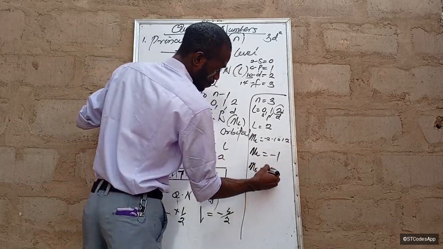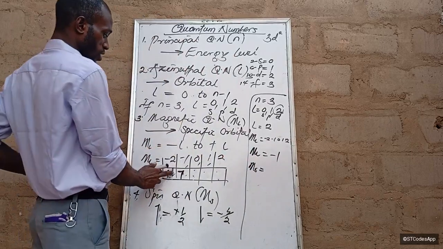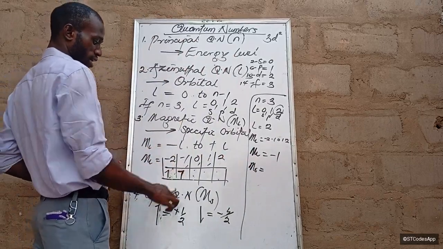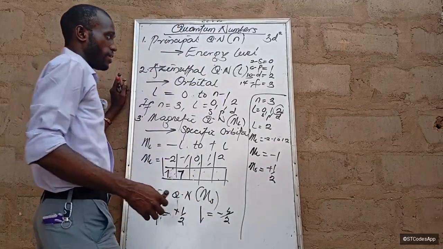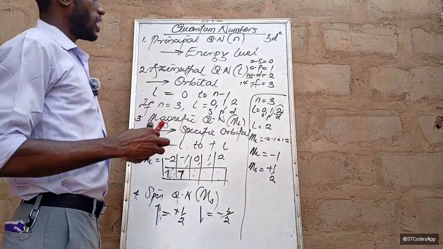Then m sub S, let's check the spin. Is it spinning up or down? This last electron here is spinning up. That will be plus half. Is that clear? Now let me solve one more.